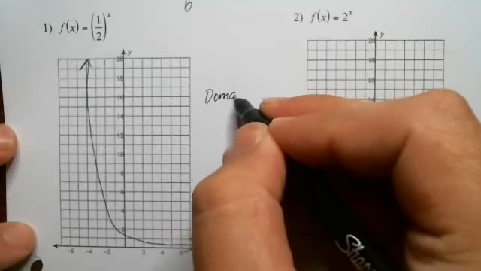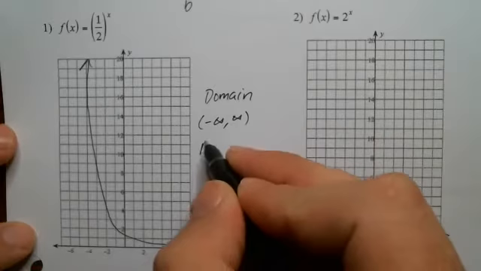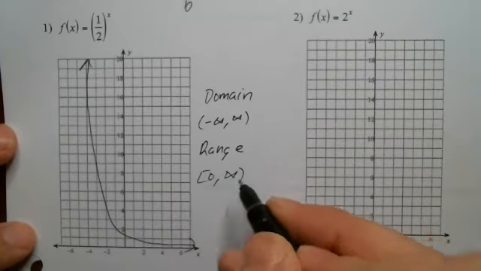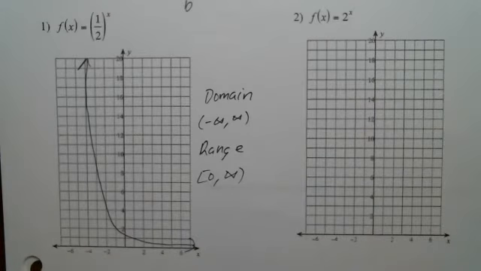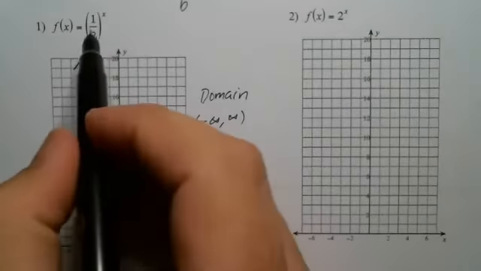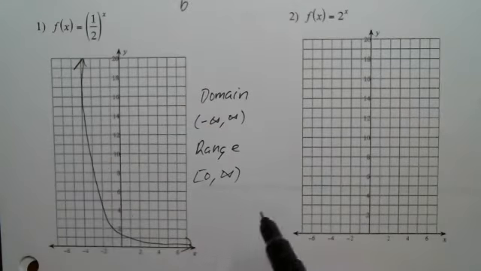So our domain is all numbers, -infinity to infinity, and the range is from 0 to infinity, with 0 being included. Again, you're not going to graph it. Your key part is, when b is less than 1, it's going to go down. It's an exponential decay.